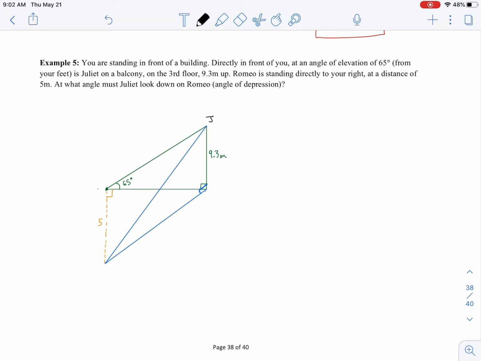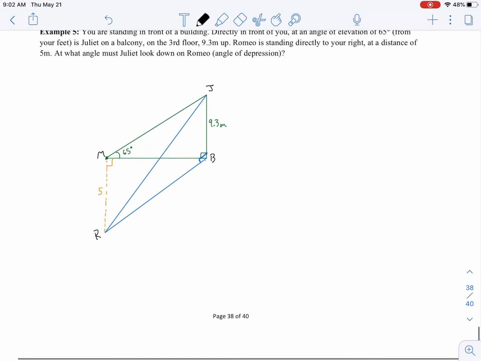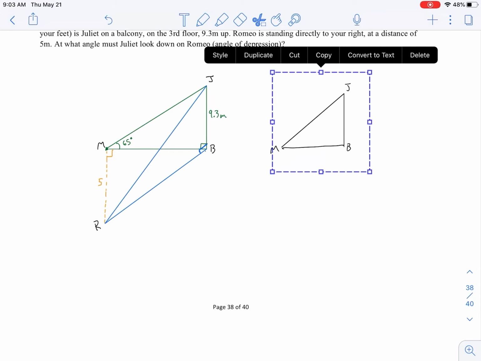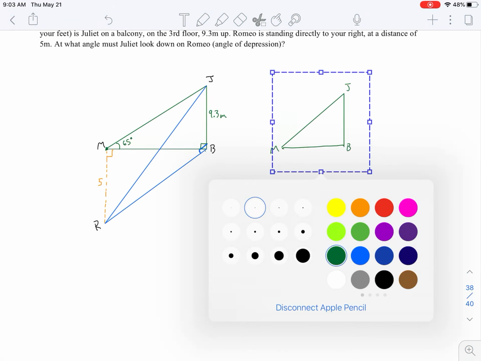I'm going to draw Juliet. I'm going to draw me. I'm going to draw Romeo. I'm going to draw the base of the building. So we're going to have to take a look at a couple different triangles here. See what we can solve for. So first one, let's go the easiest one here. MJB, me, Juliet, and the base. Let's do this one green as well.